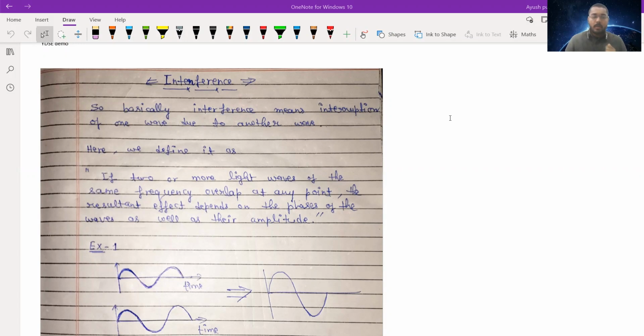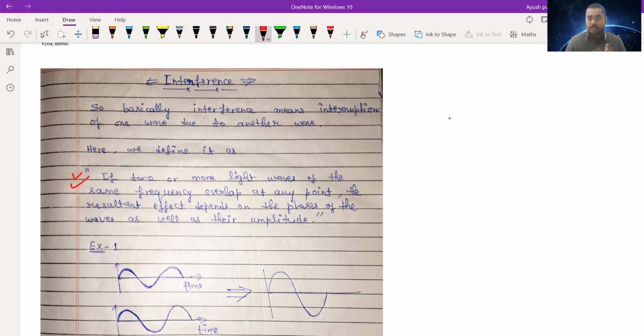Now, in terms of physics, we define interference like this: if two or more light waves of the same frequency, which is the condition of interference. Frequency should be the same, which means wavelength should be the same. If the two light waves are in the same medium and their frequencies are the same, the speed will be the same, since the speed of light wave is the same in one medium. So the wavelength will also be the same.